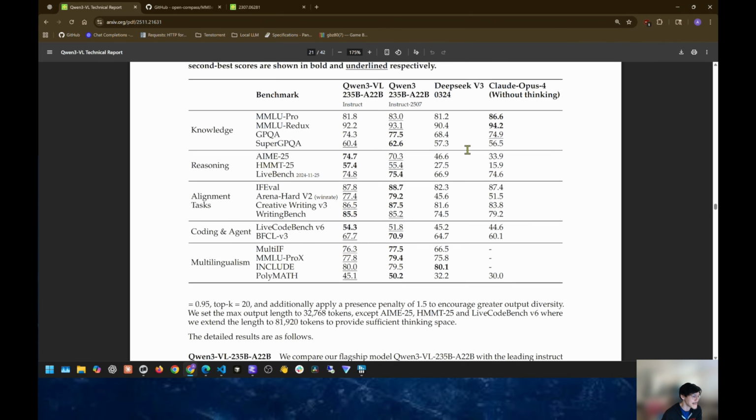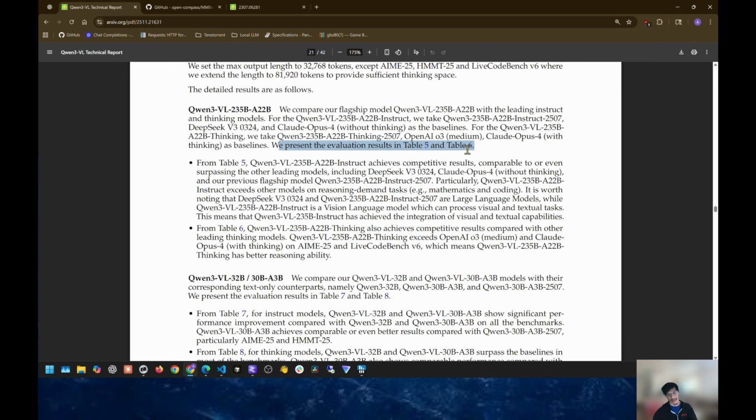So this one was Table 5, and the next one to follow will most likely be Table 6. From Table 5, Qwen3 VL 235B A22B Instruct achieves competitive results, comparable to or even surpassing the other leading models, including DeepSeek V3 0324 and Claude Opus 4 without thinking, and our previous flagship model, Qwen3 235B A22B Instruct 2507. Particularly, Qwen3 VL 235B A22B Instruct exceeds other models on reasoning-demanding tasks, mathematics and coding, for example.